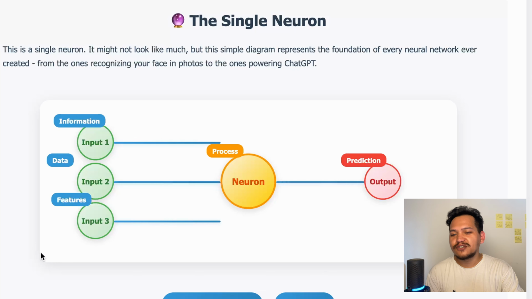Now, what does this neuron actually do? The operation is beautifully simple. It takes each input. It multiplies each input by a number called a weight. It adds all these products together. It adds one number called a bias. The sum becomes our output. That's it. That's the entire operation of a neuron.